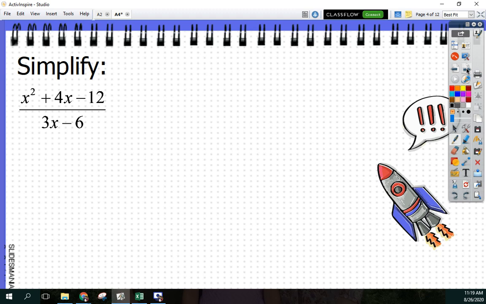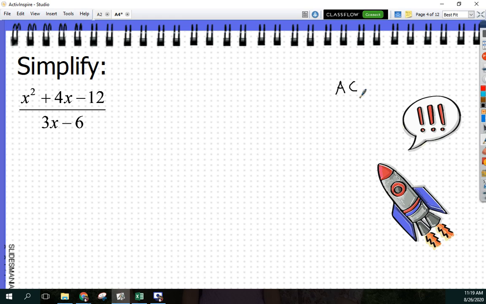So notice on top we have a trinomial. So I'm going to use the AC method. Remember that you're allowed to use whatever method is helpful to you. So I have a times c, so 1 times -12 gives me -12. So I'm looking for two things that multiply together to give me -12 that add together to give me 4. So we want to go through our factors. 1 and 12, they don't add to 4.